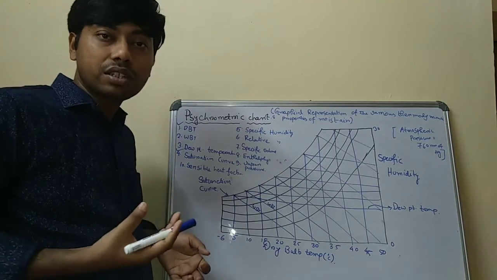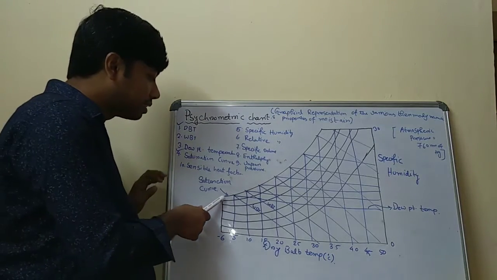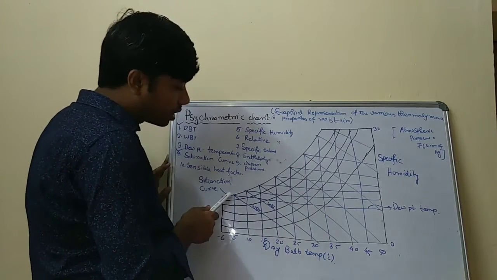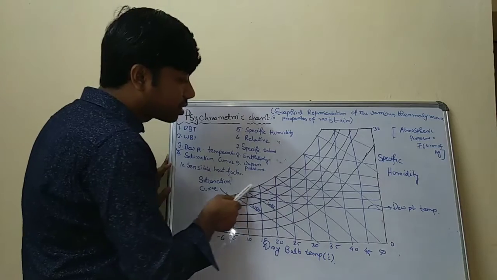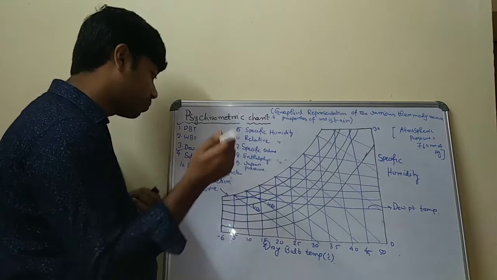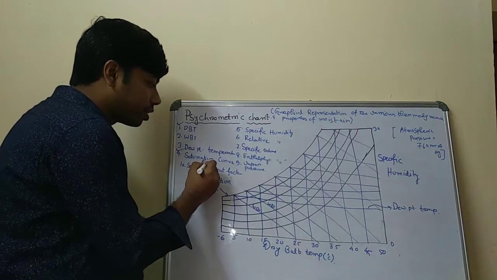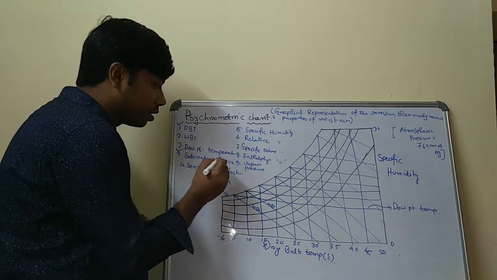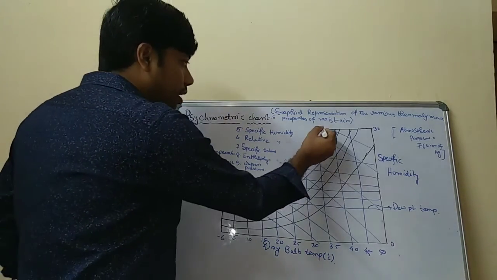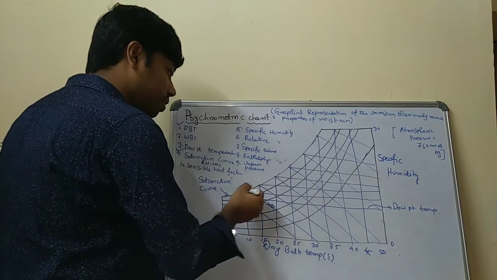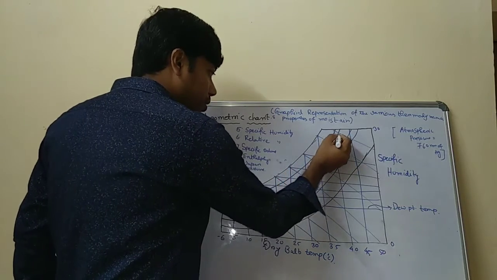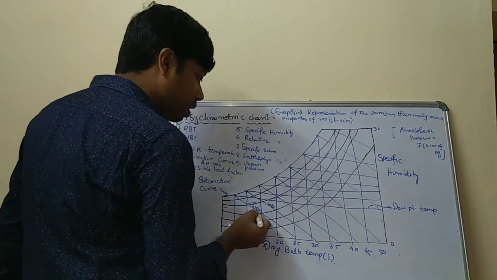So in the saturation state or saturation point, these form the saturation curve, which means the amount of water vapor increases. This line also indicates relative humidity, which is 100%. So on the saturation curve, relative humidity is 100%. This line also indicates relative humidity in your diagram.